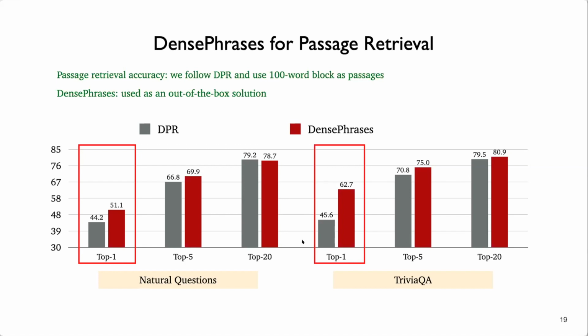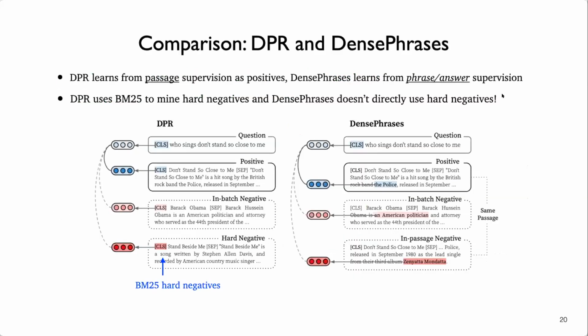If we compare the top 1 results of dense passage retrieval and DensePhrases, we find that the improvement is very large, especially for TriviaQA, which is about a 17% improvement. We also want to understand what's going on here. So we compare dense passage retrieval and DensePhrases in terms of their training paradigm. We find that dense passage retrieval learns from passage supervision, but DensePhrases learns from the answer or the phrase as supervision, and uses them as positive examples. And they both use in-batch negatives.